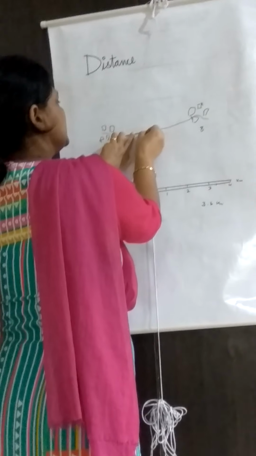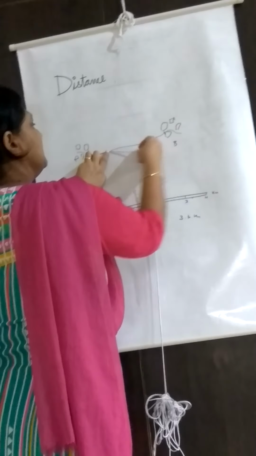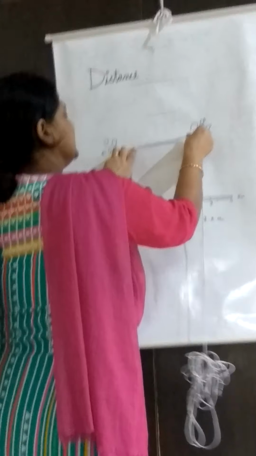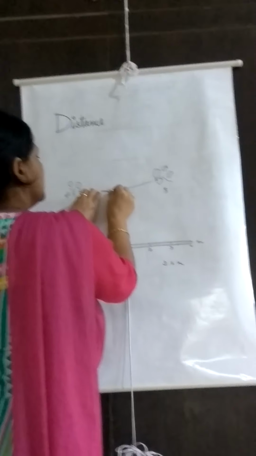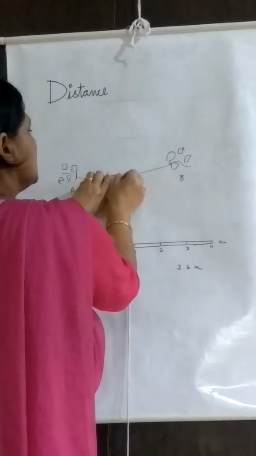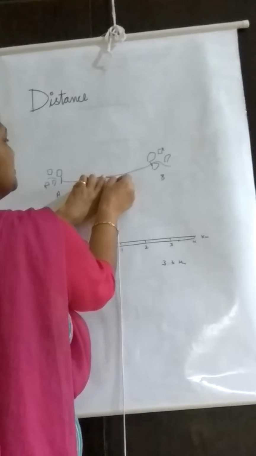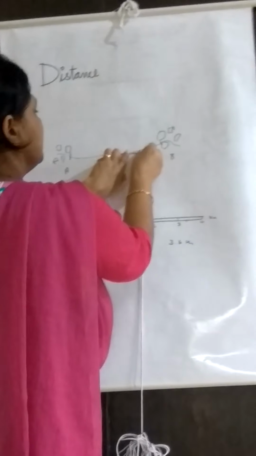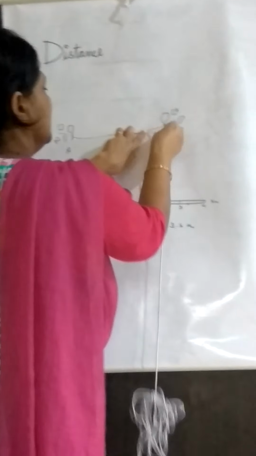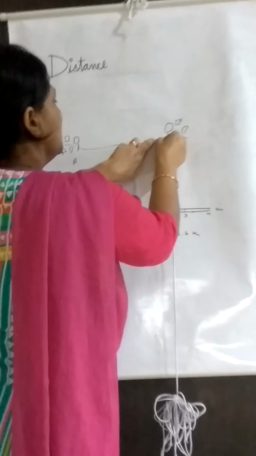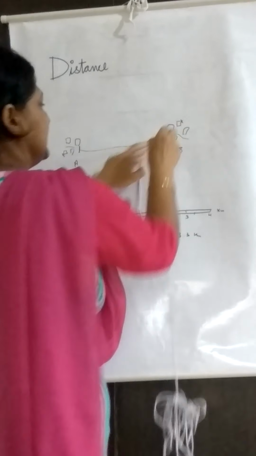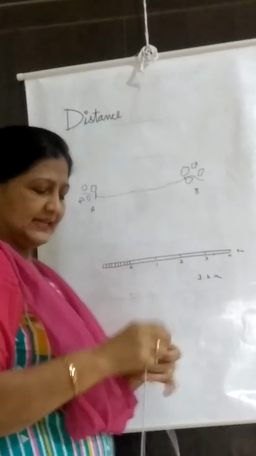Take a very small distance. Don't take large stretches like this, because the result will be different. Take small steps, a very little distance between two places, and with the help of this thread we will go to that place, and finally one mark will be made at the last point.